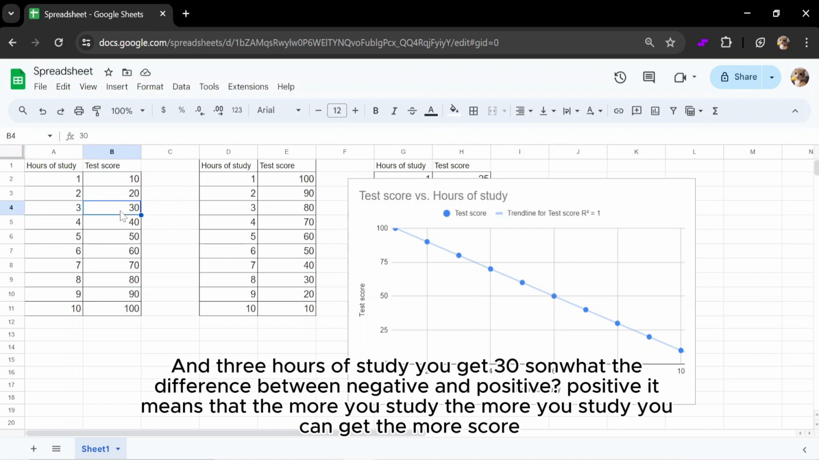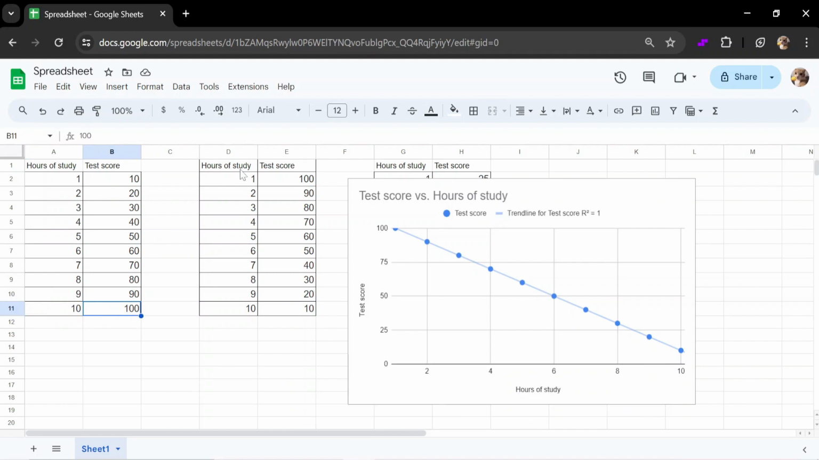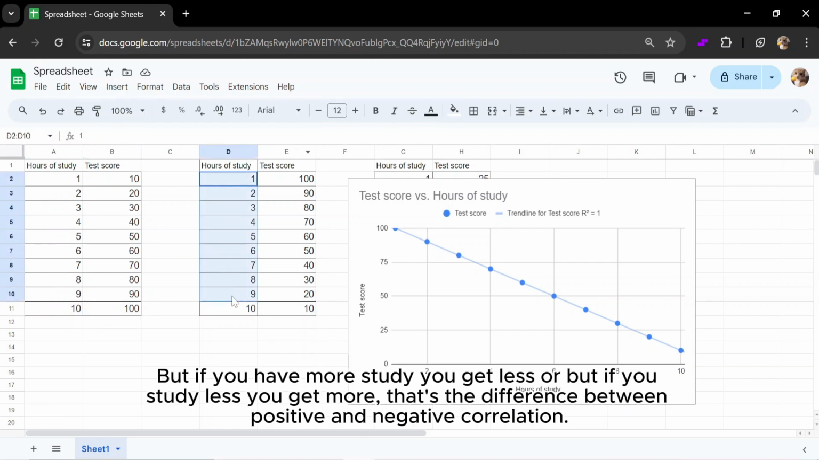So what's the difference between negative and positive? Positive means that the more you study, the more score you get. But in negative, if you study more, you get less score. But if you study less, you get more. That's the difference between positive and negative correlation.